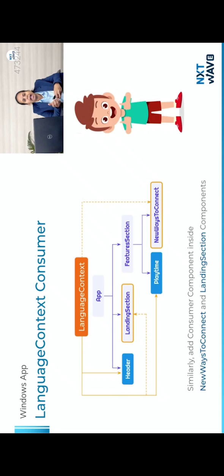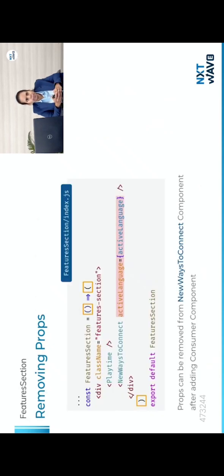Just by adding the consumer component into new ways to connect and landing section, the advantage is that from the features section, we can completely eliminate the passing of active language into it. You can see that. Just like how we got this active language removed as a prop from playtime, similarly, if you implement the consumer component in the new ways to connect, then we'll get rid of the active language prop being passed to the new ways to connect. So it's no longer necessary for the active language to be passed to the playtime and new ways to connect.